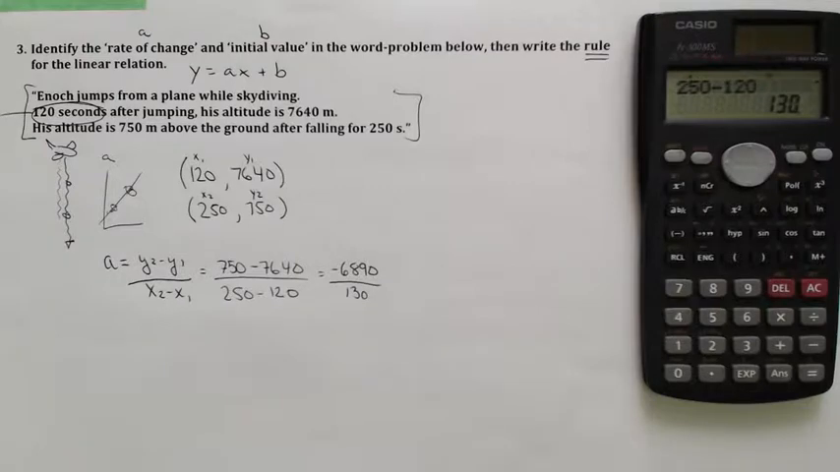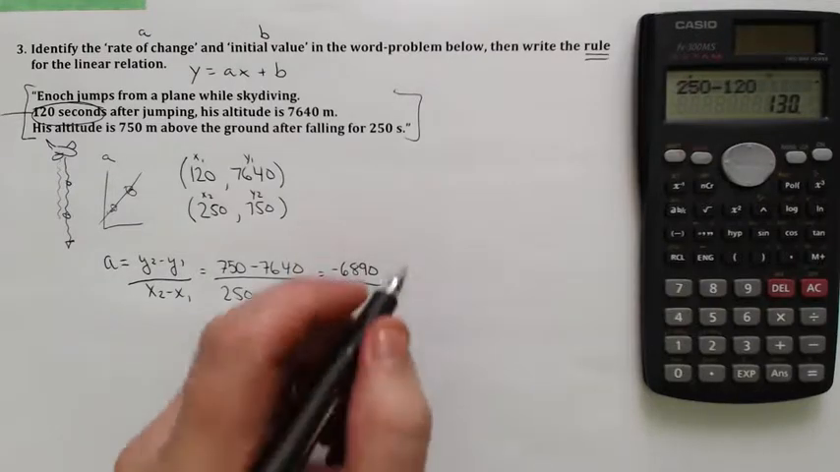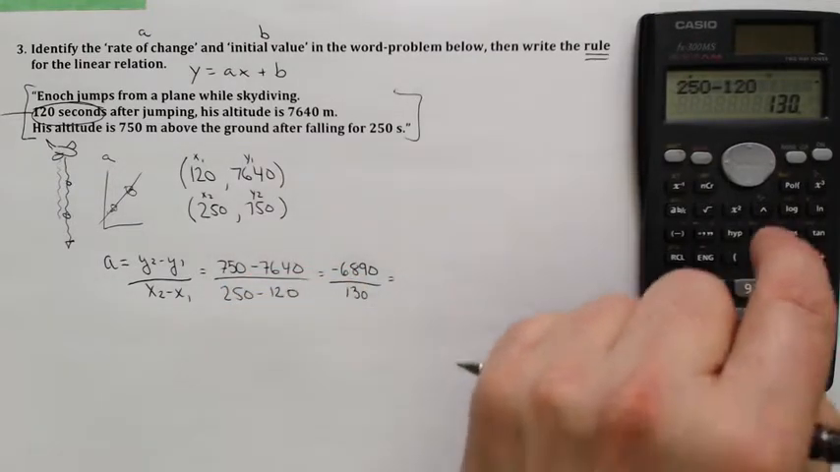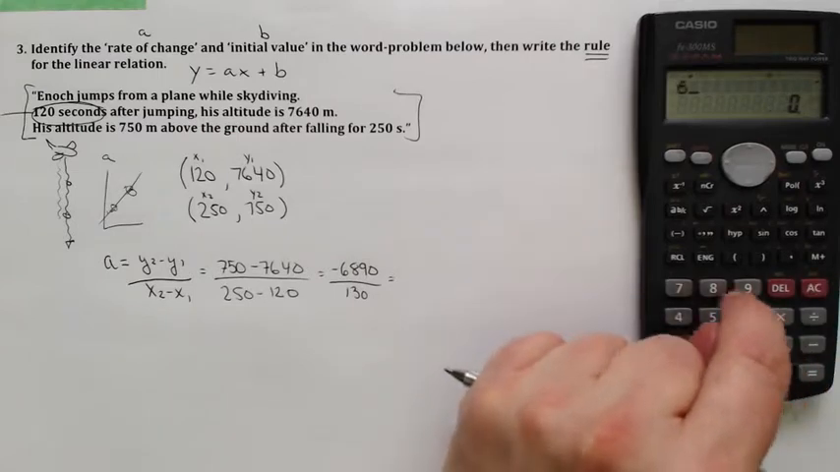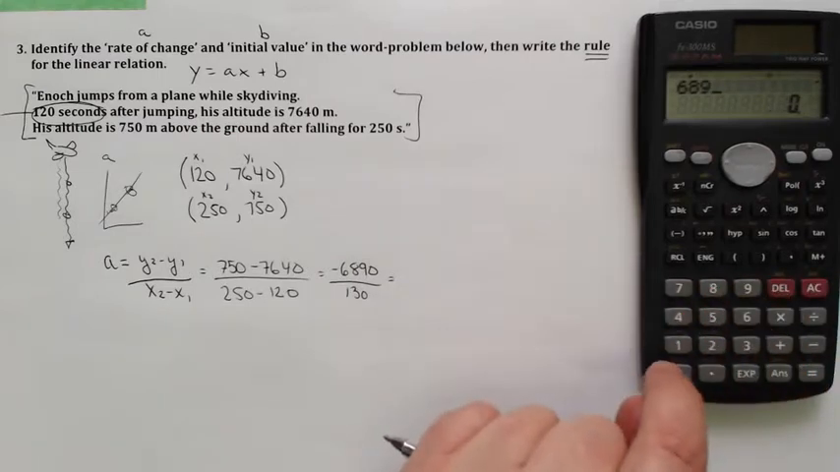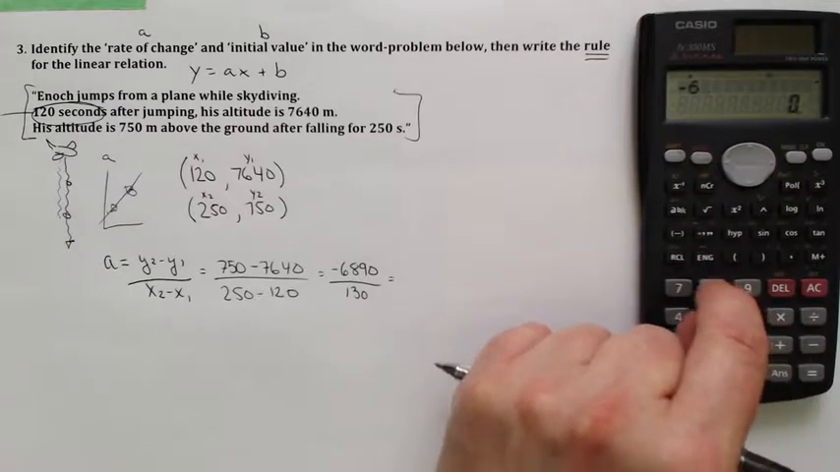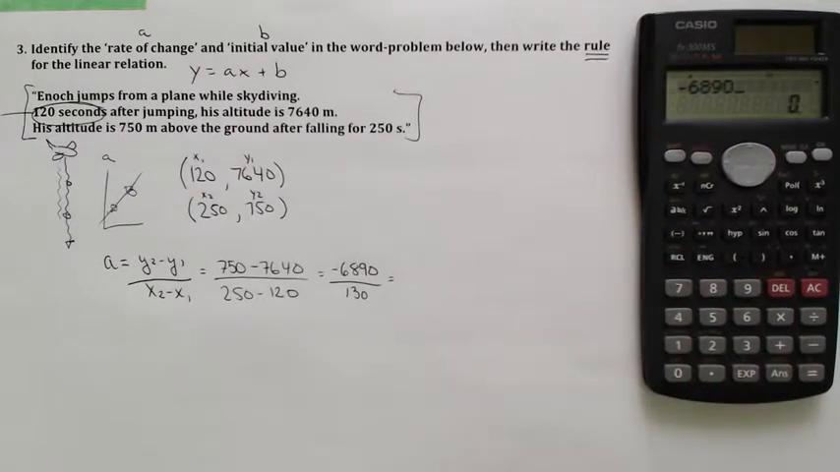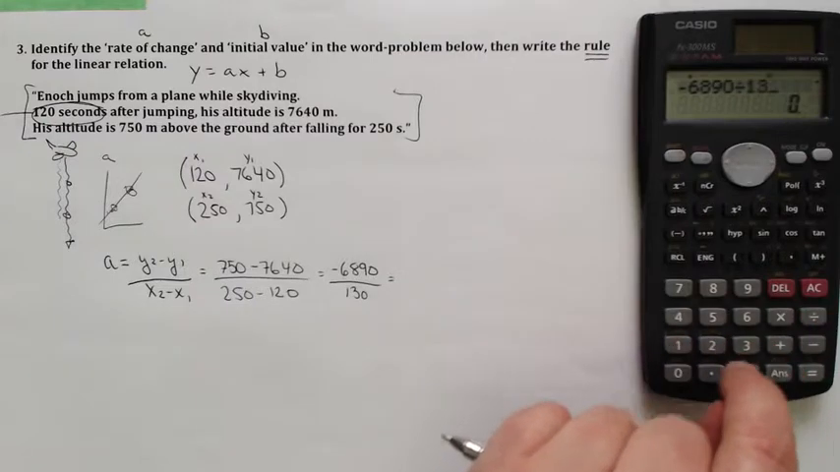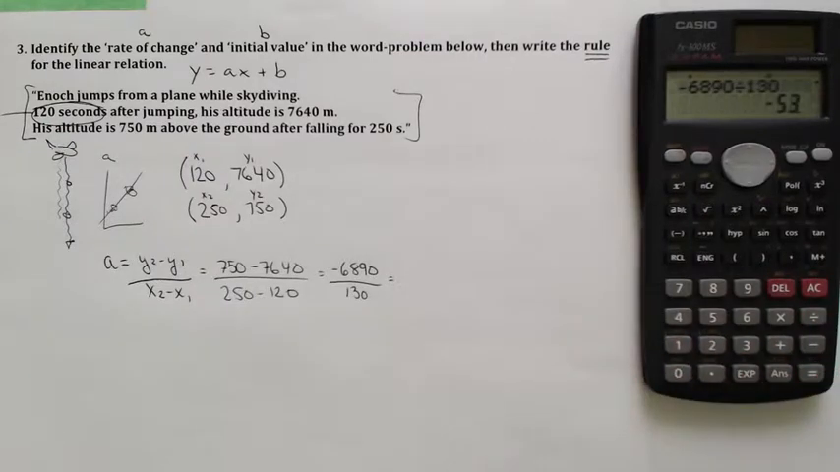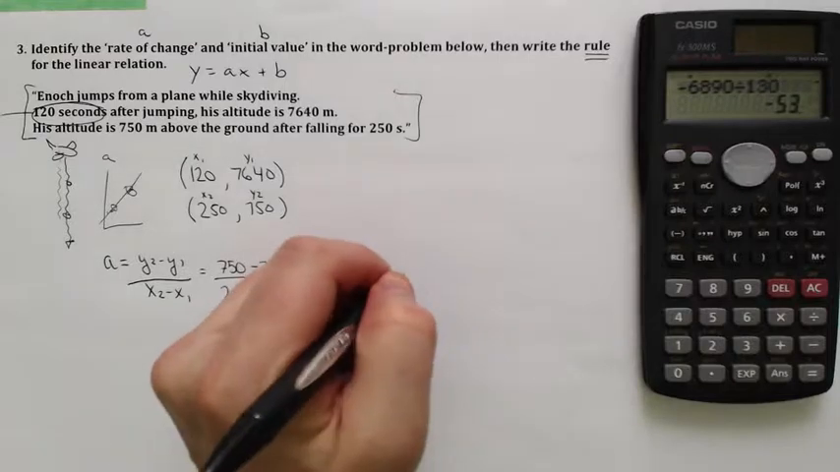That's an ugly looking number. We'll see how that simplifies when I do the division. Clear that up. 6890. Oops, I have to make it negative first. Negative 6890. And I'm going to divide that by 130. And that's going to give me negative 53.